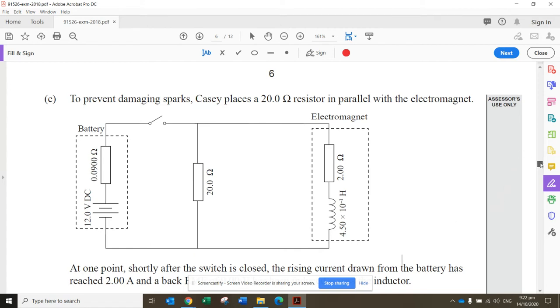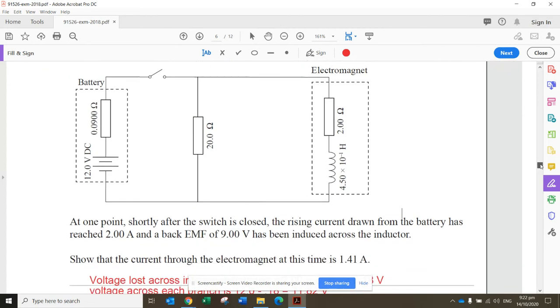And the question is, at one point, shortly after the switch is closed, the current from the battery has reached 2 amps and the back EMF is 9 volts. So that means the EMF across that is 9 volts. Show that the current through the electromagnet is 1.41 amps.